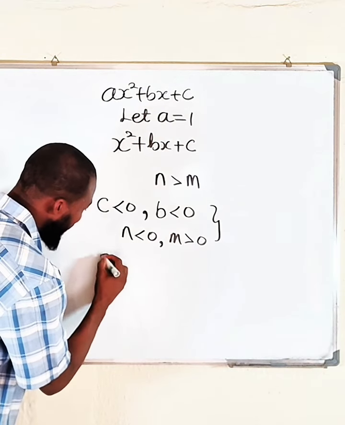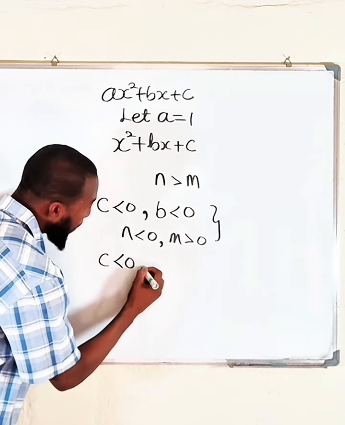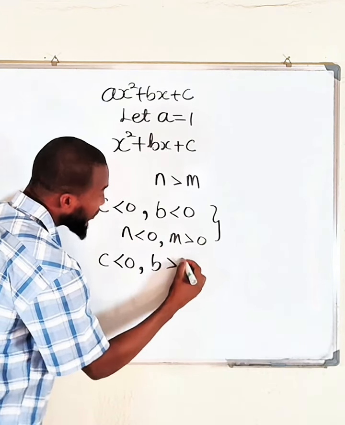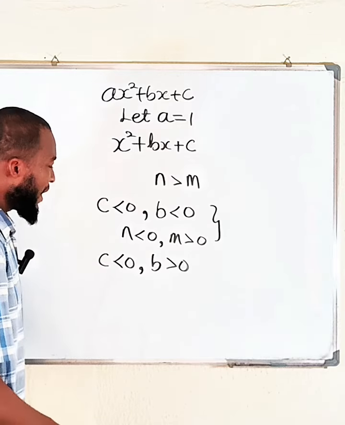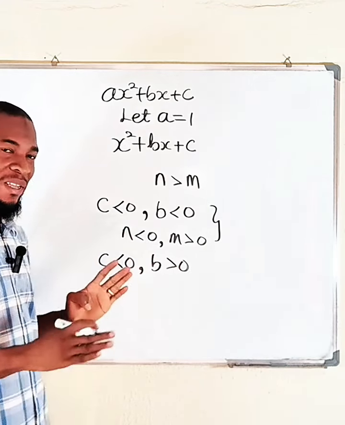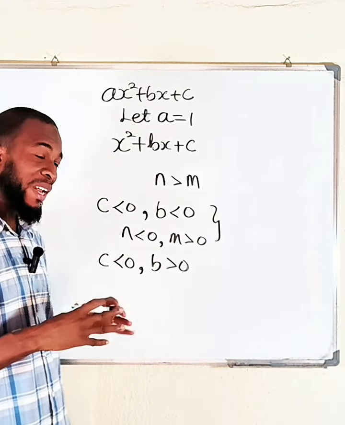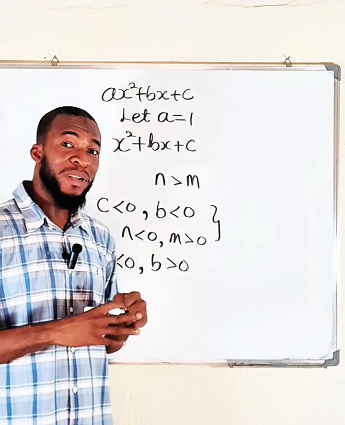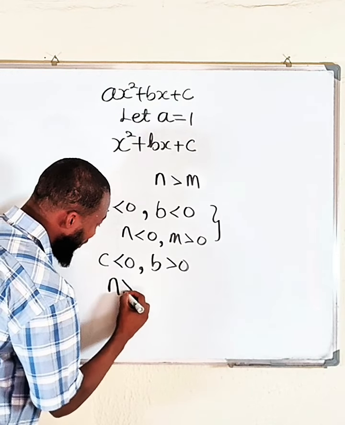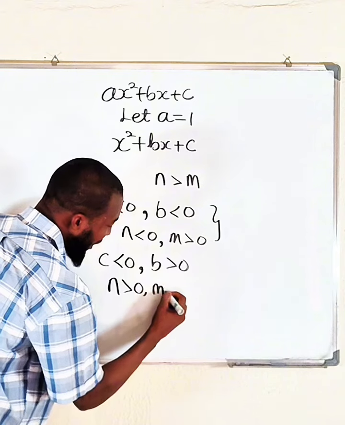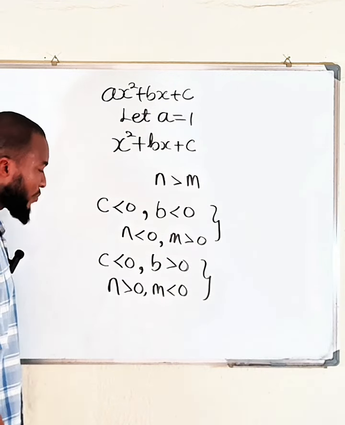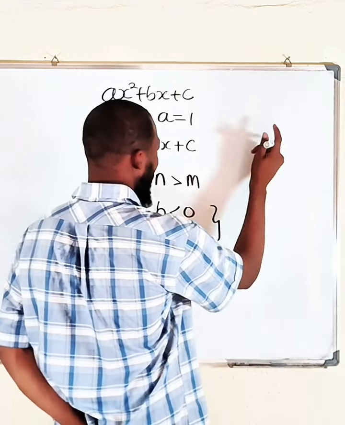Then if the constant is still negative, but this number right here, the coefficient of x, is positive, then multiplying two numbers, yes, one must be negative, but adding the two numbers, you realize a positive result. Then it implies that the smaller number is negative. So in this case, n, which is the bigger number, is positive, and the smaller number is negative. You see another condition?